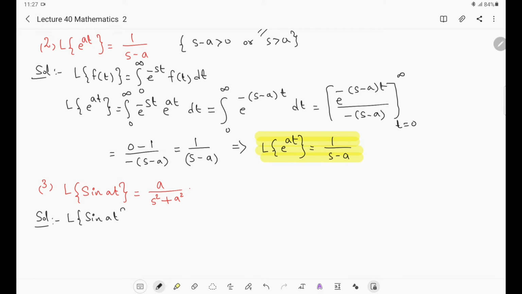Laplace transform of sin at is equal to, according to the definition, integral 0 to infinity e power minus st f of t, where f of t is sin at, dt, right? Now for integrating e power minus st and sin at, we use a formula of integration. We cannot apply the UV rule or integration by parts here, those formulae do not work for this kind of integration.